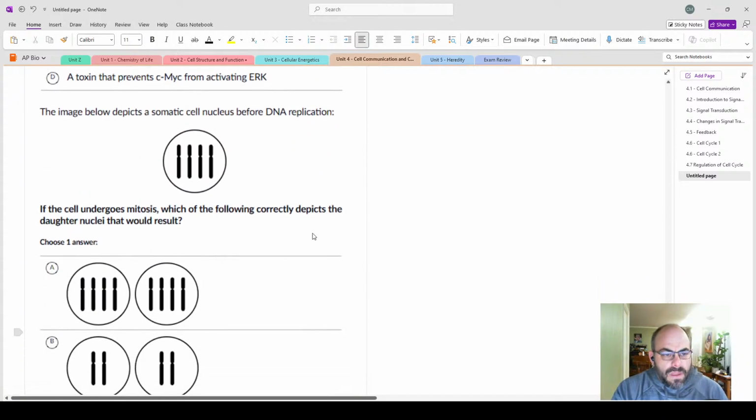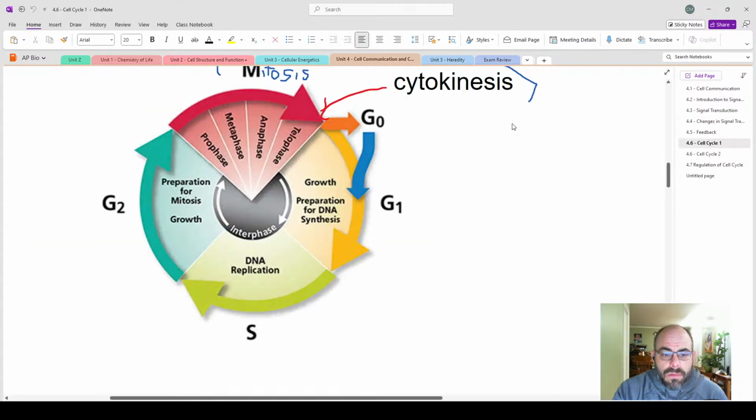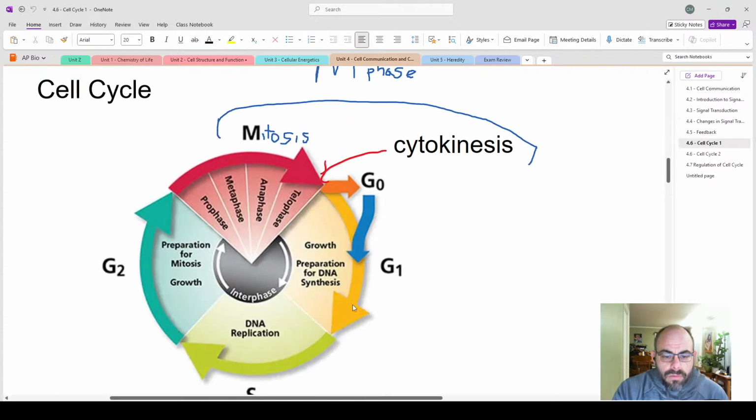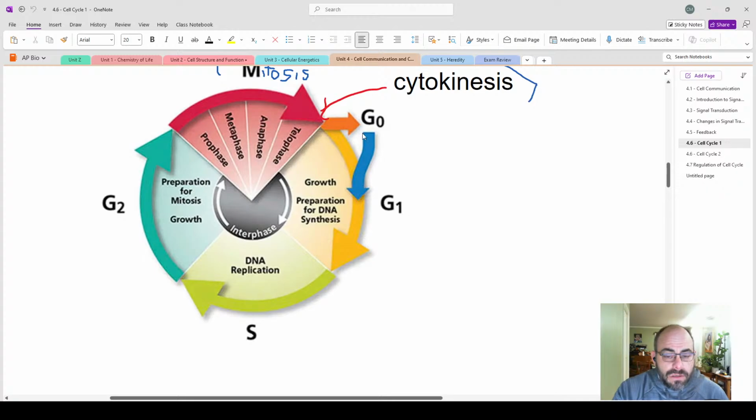All right. The image below depicts a somatic cell nucleus before DNA replication. Okay. So if it's before DNA replication, where are we? There's only one place we can be, right? DNA replication is S phase, so we're before that. We're in G1, right?